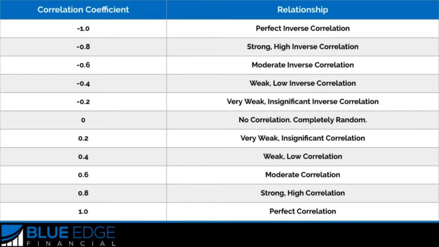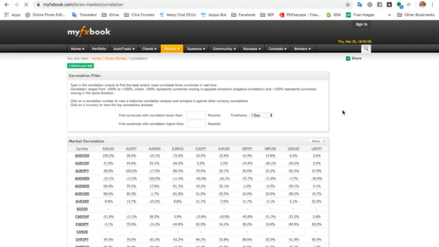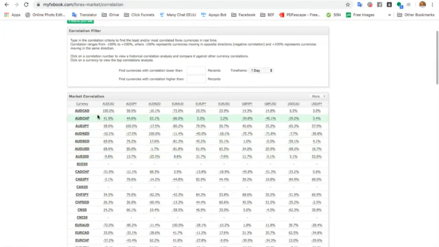So a good site to go to in order to find these pairs is myfxbook.com/forex-market/correlation. Once there, you can select which pairs you want to compare and see the current correlation coefficient between the two. For example, in this chart here, you can see that CAD-JPY and Euro-JPY are 82.9% correlated, or in other words, have a correlation coefficient of 0.829. So they are pretty strongly correlated. And you can see over here that CAD-JPY and USD-CAD are pretty negatively correlated.